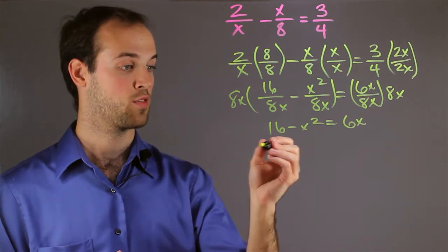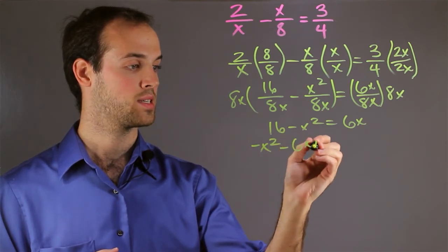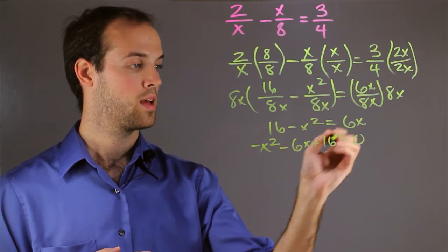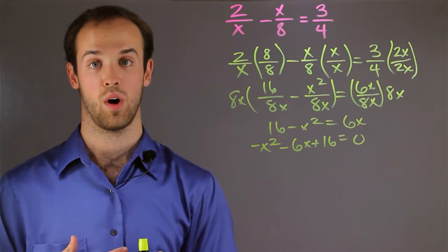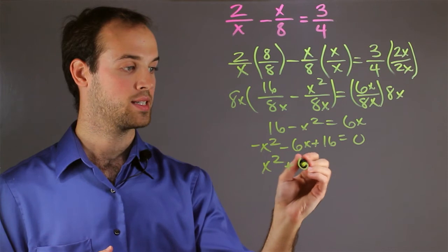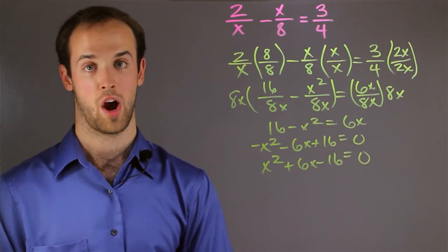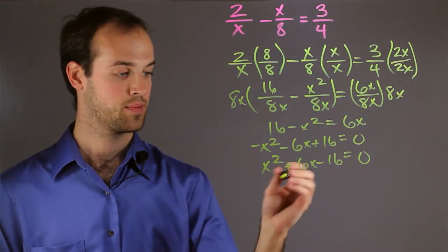So I'm going to move everything over to the left side. Negative x squared minus 6x plus 16 is equal to 0. I'm going to multiply everything by -1 so that I don't lead with a negative. x squared plus 6x minus 16 is equal to 0. And then factor this trinomial into 2 binomials.